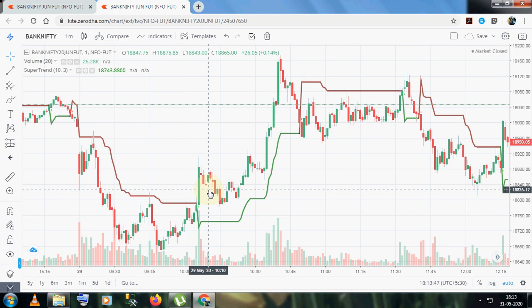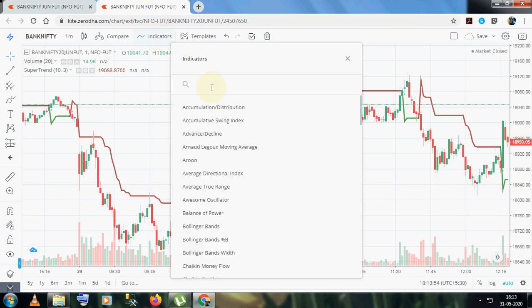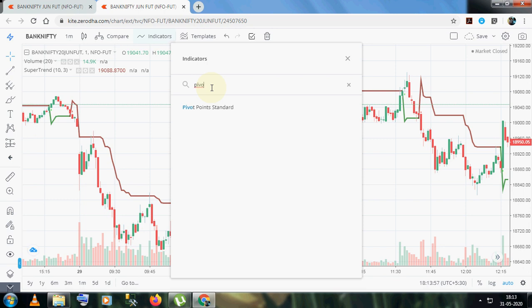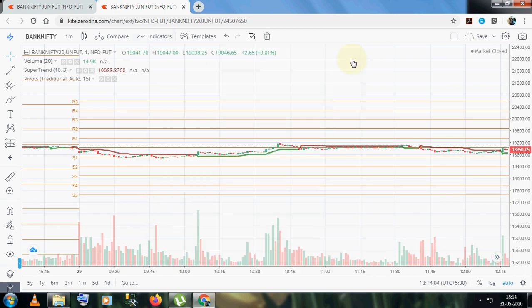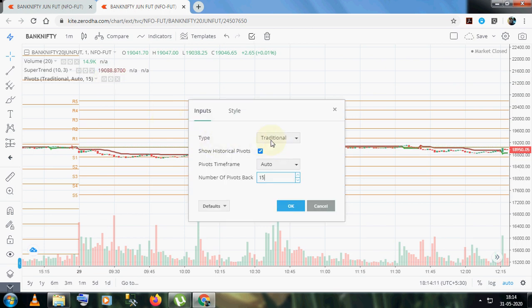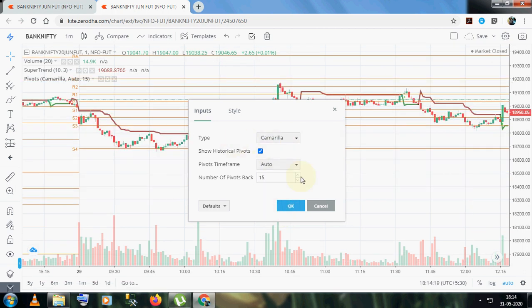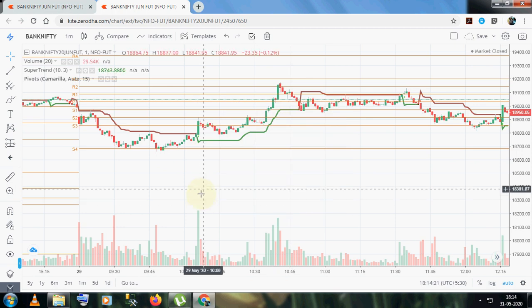How will we determine that this is a buying zone after the Supertrend has changed? To confirm that, there is one indicator called pivot. This is the pivot indicator which you have to apply. Once you apply it, there is one setting you need to change. If you go to the settings here, in the type you have to change the setting from traditional to Camarilla. After you change this, you will find something like this.